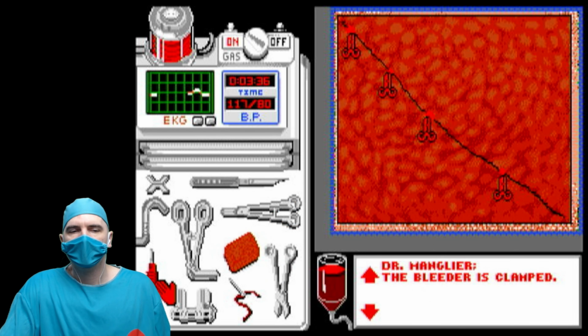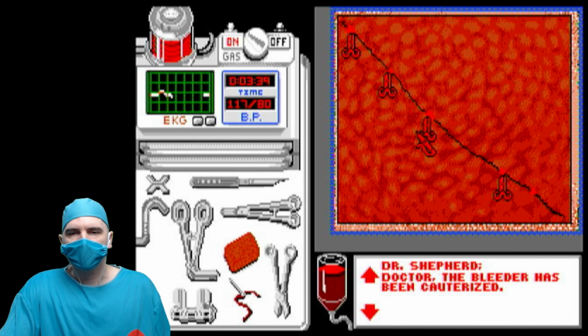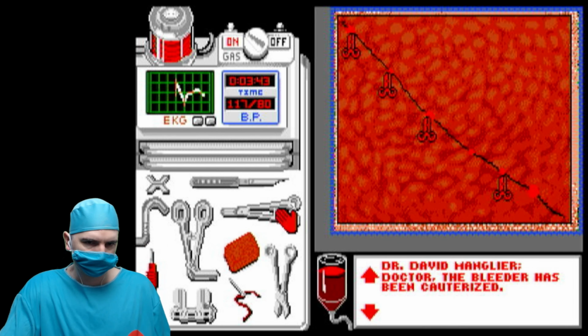The bleeder is clamped. Cauterizer. There. Okay, doctor, you got that one. Good. That bleeder's cauterized. A few more.